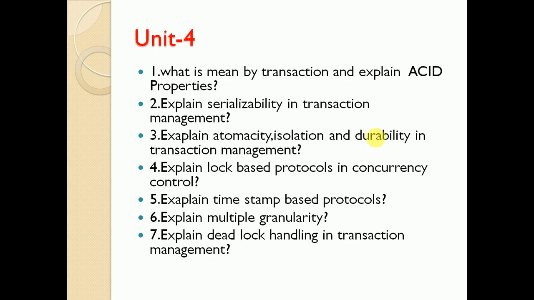What is the difference between the first question and this question? In the first question you just define what is A, what is C, what is I, what is D with 2 to 3 lines of definition. But in this question you have to explain each and every term in a transaction, how it will be implemented. If you prepare this question, you can write this very easily.